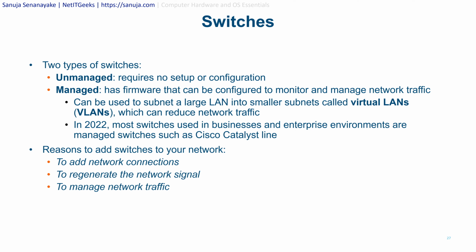Managed switches can be used to subnet a large LAN into smaller subnets called virtual LANs or VLANs, which can reduce network traffic and congestion and also break down some broadcast messages. In 2022, most switches used in business and enterprise environments are managed switches, such as the Cisco Catalyst line. Some home-use switches are also managed switches, one way or another. They may be highly manageable switches or low-level manageable switches.